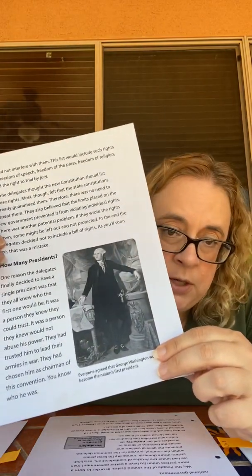Next question they had to answer was how many presidents? One of the reasons the delegates finally decided to have a single president was that they all knew who that first one would be. It was a person they knew they could trust. It was a person they knew would not abuse his power. They had trusted him to lead their armies in war. They had chosen him as chairman of the convention. You know who he was. That's right. We're talking about GW, George Washington. They knew he was going to be the first president, and they all agreed on that. So that's why they said, you know what, we don't need 3 presidents. We'll just do one, okay? So that's initially why they came down to that.